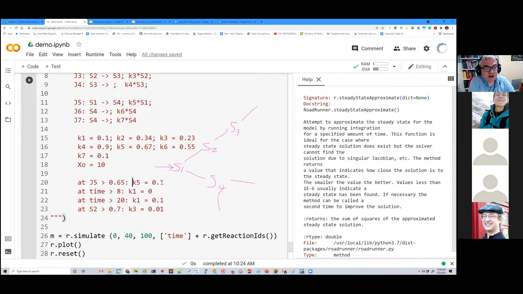I could turn off an entire section of a pathway, and I'll do that next time in shortly. But let's have a look to see what happens when I run this one, okay?